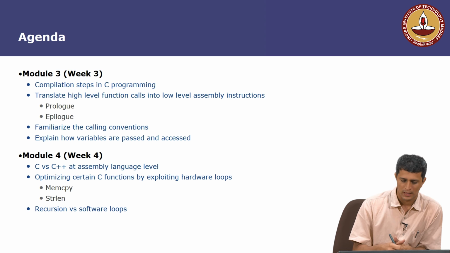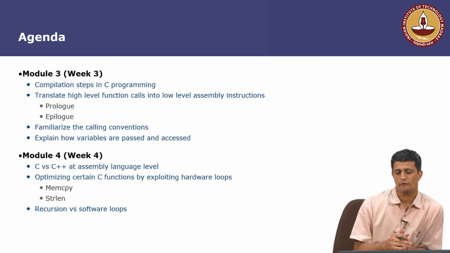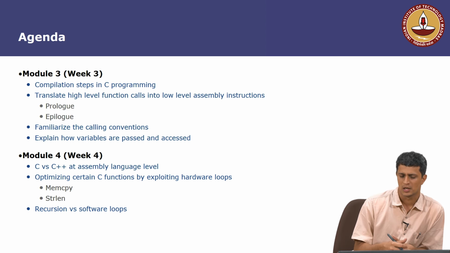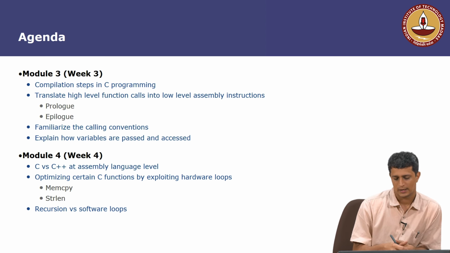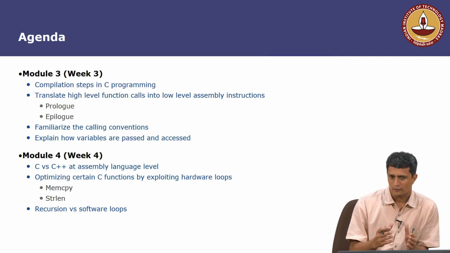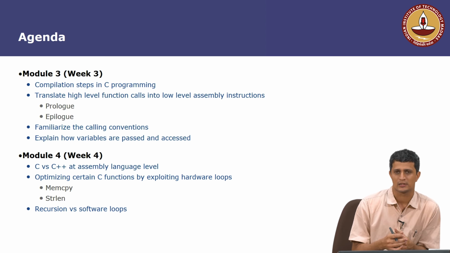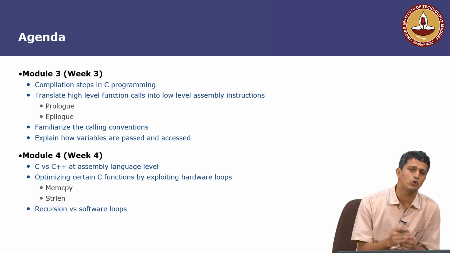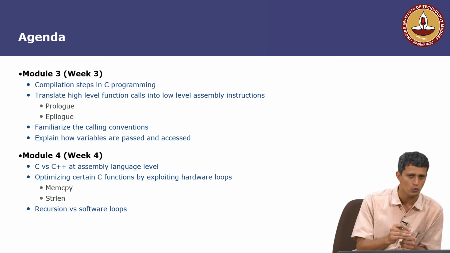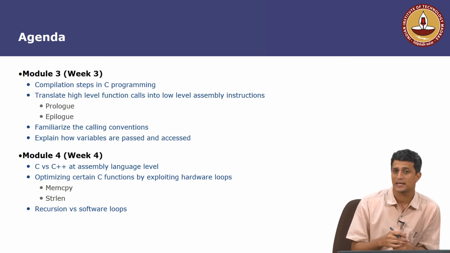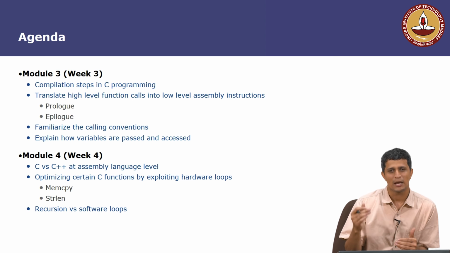this first discussion in module 4. Then we will look at optimizing certain C functions by exploiting hardware loops. So for example, memcopy, string length, and maybe a few other functions we will also look at. The idea of discussing this is to show you that it's not a good idea to actually code certain basic functions like string length using loops and the regular style of coding that we do. You need to exploit certain instructions that the hardware gives you in order to speed up this process, and that's what you will see in any library that is provided to you.